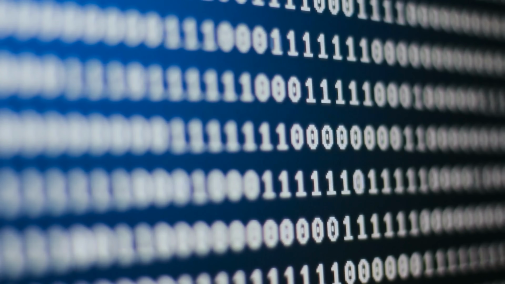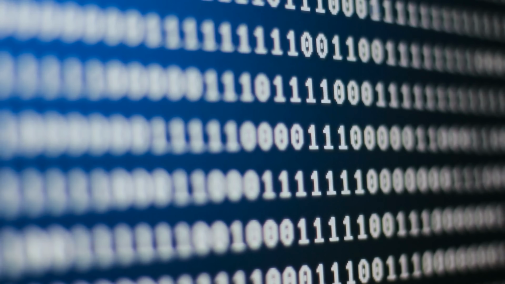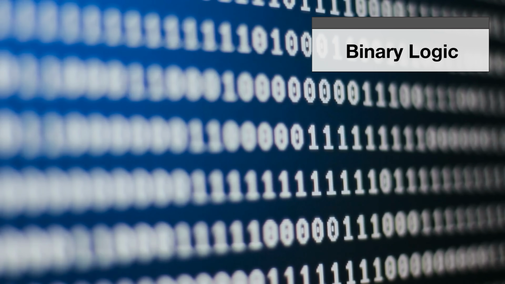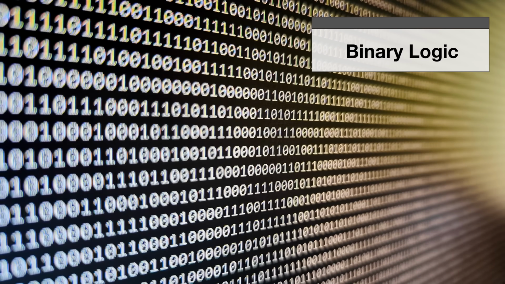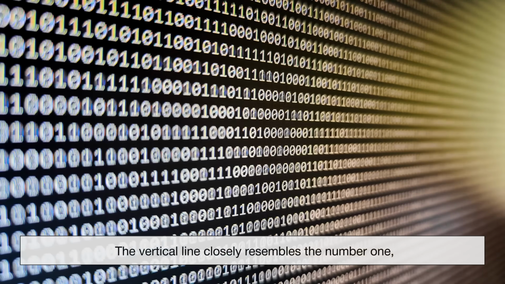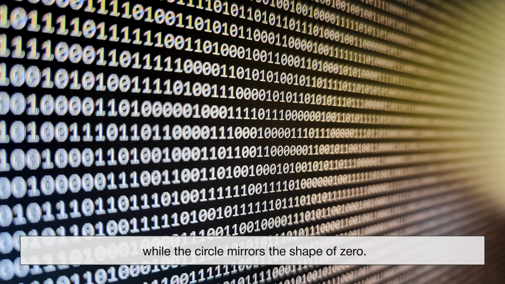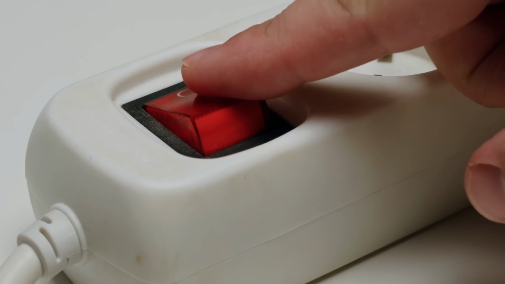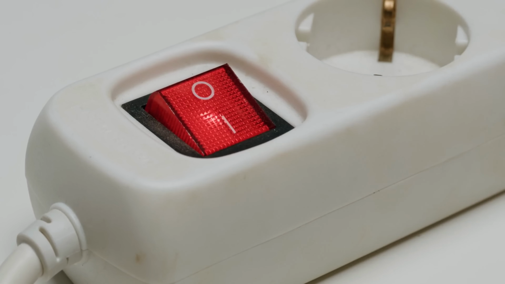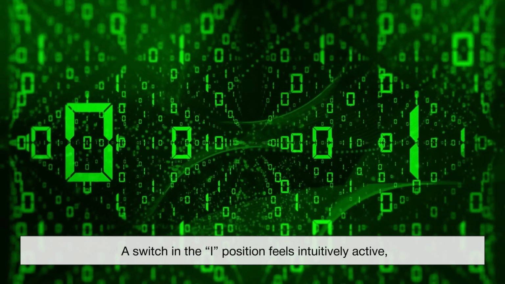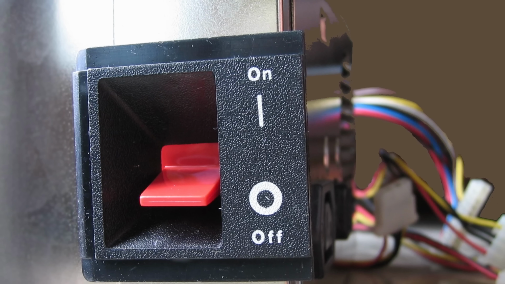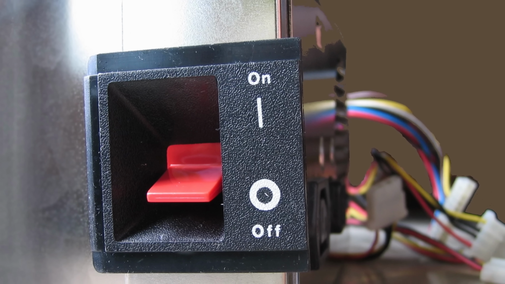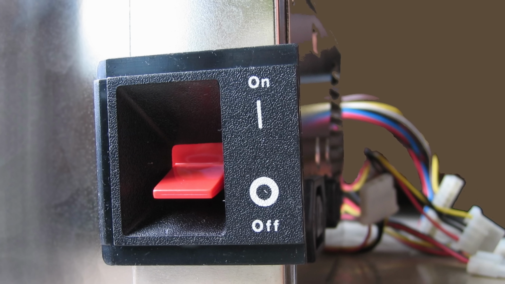While the IEC defines the symbols as graphical representations of circuit states, many people naturally associate them with binary logic. In computing and digital electronics, systems operate on two fundamental values, 1 and 0. The vertical line closely resembles the number 1, while the circle mirrors the shape of 0. Over time, this visual similarity reinforced the meaning of the symbols, especially as computers became part of everyday life. A switch in the I position feels intuitively active, while the O position suggests absence or shutdown. Although the binary explanation came after the symbols were standardized, it helped embed them more deeply into modern technological culture.